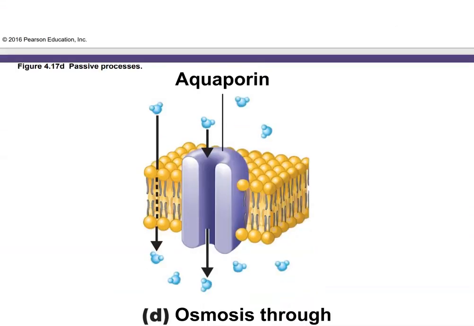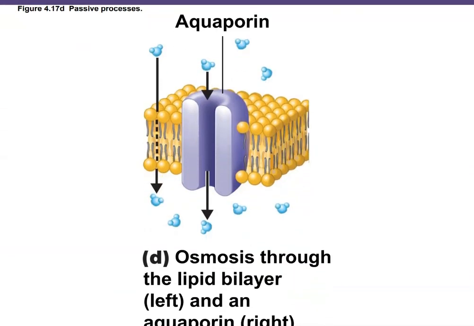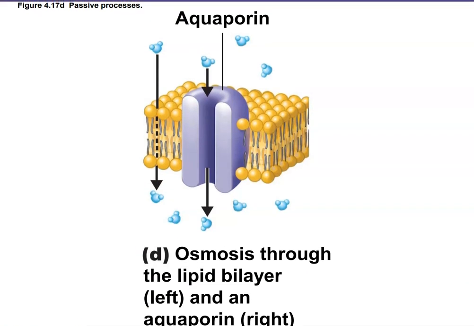So here is a water channel, a typical aquaporin right here. This would be the preferred way of water getting across a phospholipid bilayer. Keep in mind, water, of course, is polar. It has polarity. And so normally it wouldn't be able to go through the phospholipid bilayer like this. But because it's so small, some of it can go through. But then the majority would go better through a water channel.